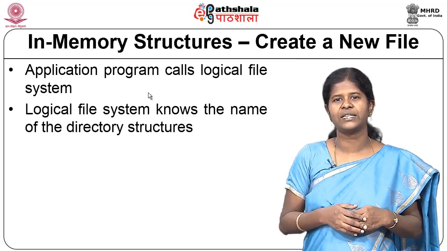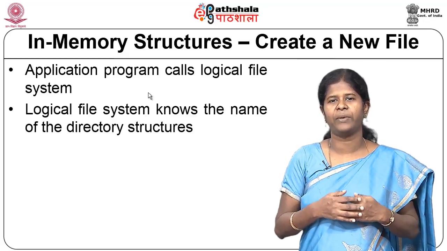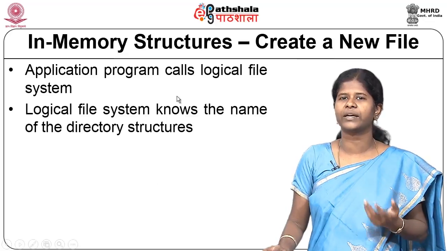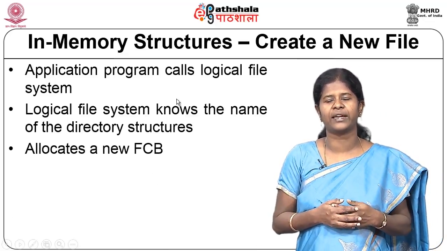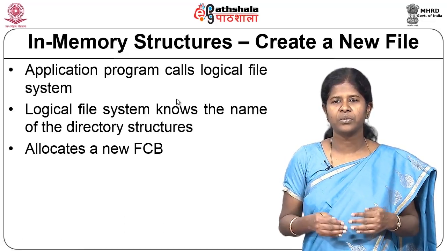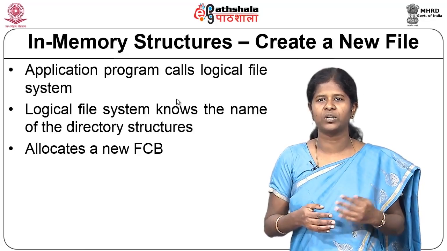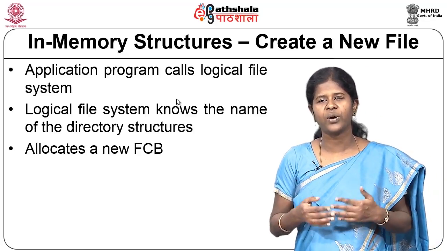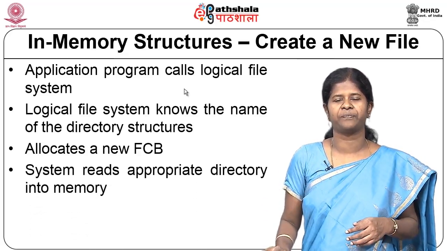Now the logical file system will know the directory structures. So, it should know the parent directory where this particular file has to be created, or it will be created in the current directory. And the logical file system will allocate a new file control block, because a new file has to be created, a new FCB will be assigned for this file. In the case of Unix, the FCB is nothing but an inode. So, an inode will be allocated for this new file that has been created.